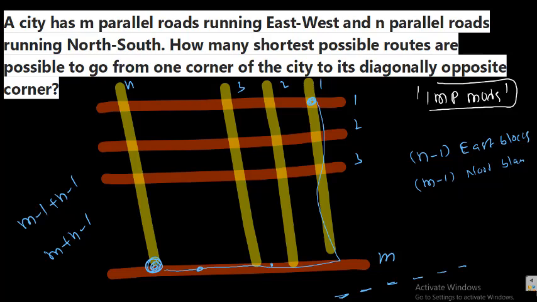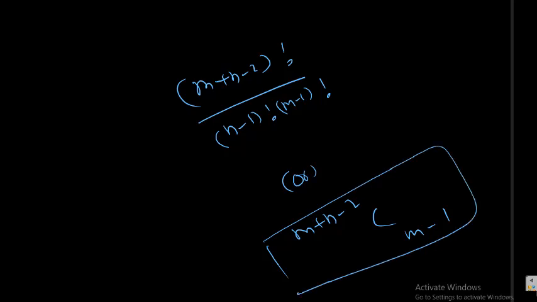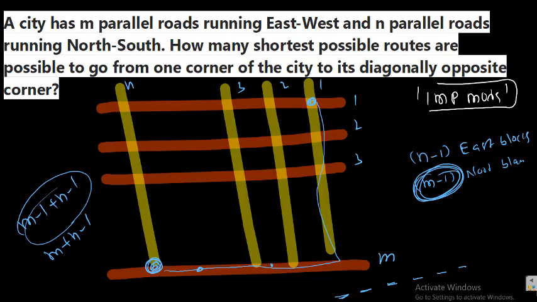Okay. Or another words I can say that. So north blocks I want select. How many north blocks are there? M minus 1 north blocks are there. So from this I want select m minus 1 north block. Or another words what I can say, or my answer is m plus n minus 2 c m minus 1. So this is the answer for the problem. These many routes will possible so that the person can travel from one corner to another corner. I hope you people understood.